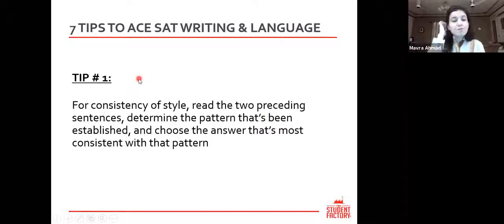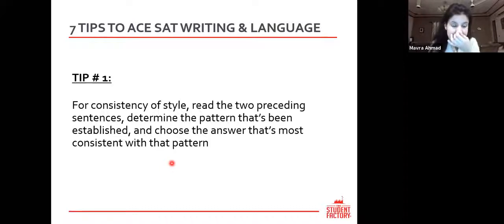Tip 1. For consistency of style, read the 2 preceding sentences, determine the pattern that's been established, and choose the answer that's most consistent with that pattern. Now, it's very important कि हमारे राइटिंग सेक्शन में जो सेंटेंस है, उस पैसेज के हर सेंटेंस में कंसिस्टेंसी होनी चाहिए, बिकॉज अगर नहीं होगी तो हो सकता है उस पर बेस्ड एक क्वेश्चन आ जाए जिसमें दे माइट आस्क अस टू मेक द पैसेज कोहेरेंट, मेक द पैसेज हैव अ फ्लो.